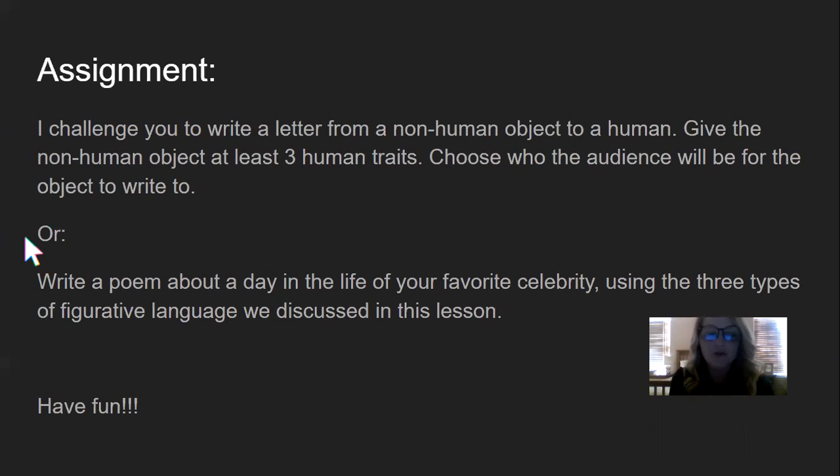Or, another way you can use figurative language in an assignment, write a poem about a day in the life of your favorite celebrity, using the three types of figurative language we discussed in this lesson. We did a lesson on poetry with me. It can be a free verse poem that doesn't have to rhyme, or whichever one you want to use. So think of your favorite celebrity. Maybe they're a football player, an ice skater, or a famous actress or singer. Write a poem about a day in their life and use the figurative language we just talked about, and have fun with it.